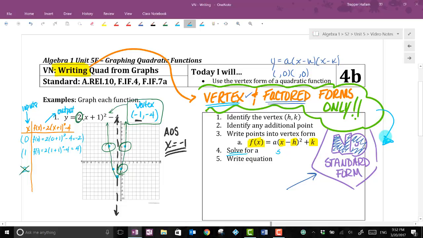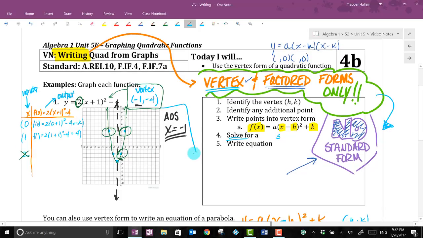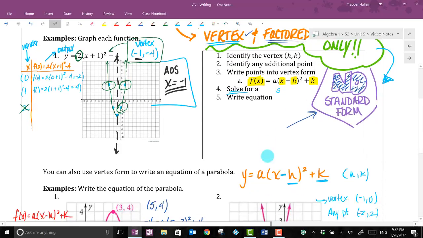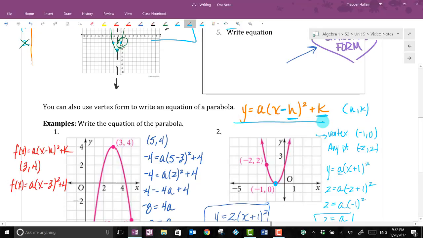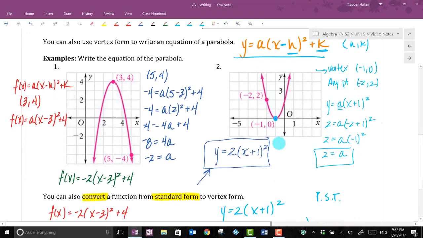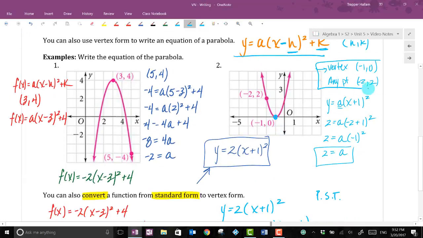But let's review everything that we've done today. We looked at graphing from a table, just as a nice little review. We did talk slightly about the axis of symmetry. We know that we have to write into either vertex form or factored form. Taking the vertex in this case and any other point. If we had the factored form, we'd take the two intercepts and any other point. But another point is always necessary.